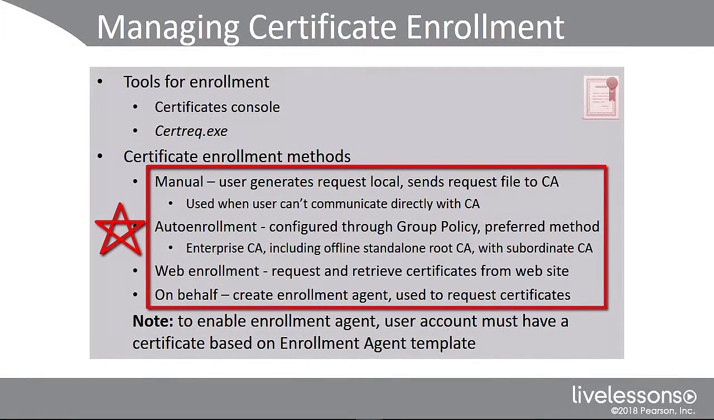Auto enrollment's our favorite. Put a little star next to that. That's configured through a group policy. It's our preferred method. It requires an enterprise CA, including the offline standalone root CA with a subordinate CA. That will work just as well. We have web enrollment, where I can request and retrieve certificates from a website, and then on behalf.